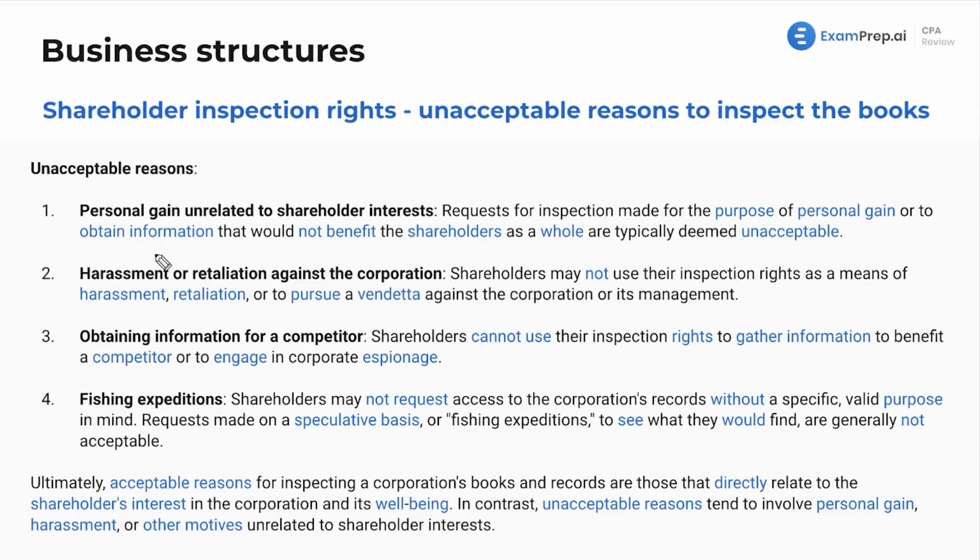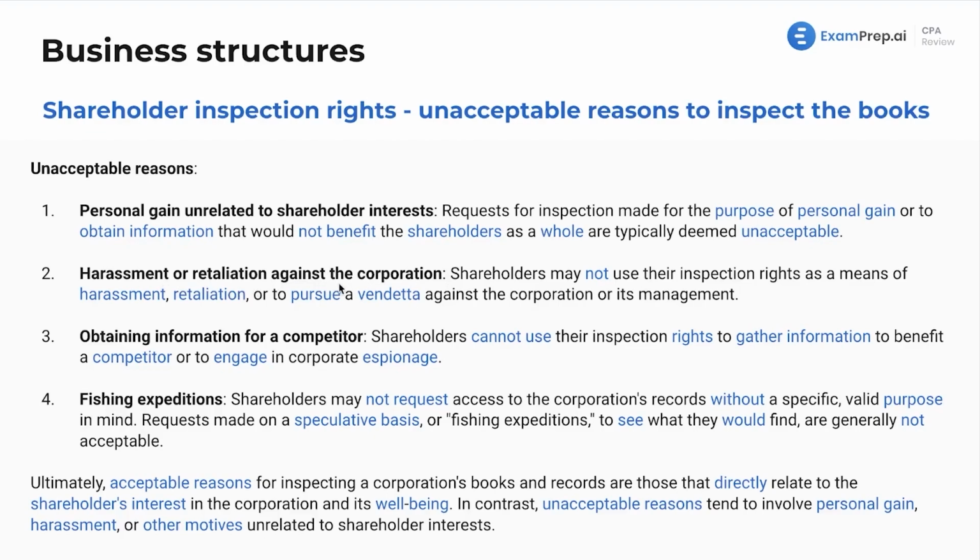Well, first off, personal gain unrelated to shareholder interests. Requests for inspection made for the purpose of personal gain or to obtain information that would not benefit the shareholders as a whole are typically deemed unacceptable. So if someone wants to go in and look at the company's books and just kind of data scrape it, they get a lot of financial information for their own purposes. Maybe they want to sell it to someone else, corporate espionage, all that stuff. Yeah, that would not be an acceptable reason.